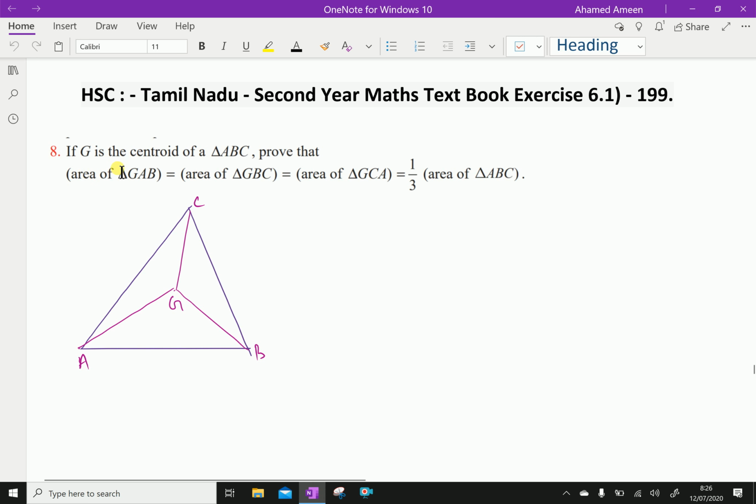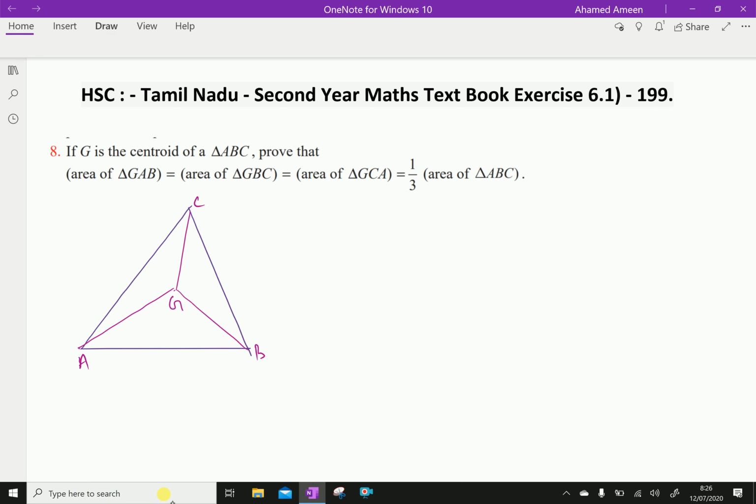If G is the centroid of a triangle ABC, prove that area of triangle GAB is equal to area of triangle GBC equal to area of triangle GCA, that is equal to 1/3 of the area of the triangle ABC. Now look at this figure. The triangle ABC is given and the centroid G is also given.